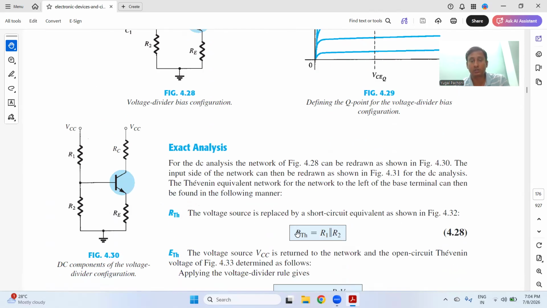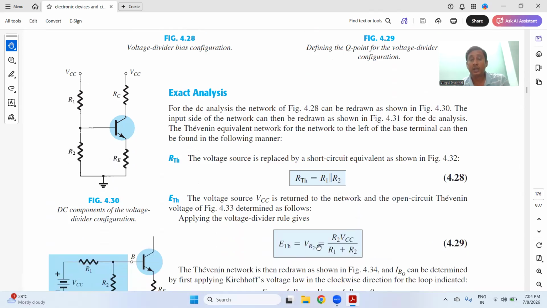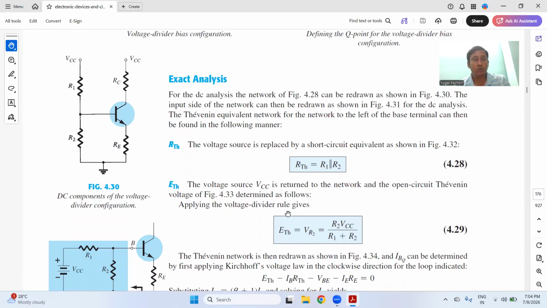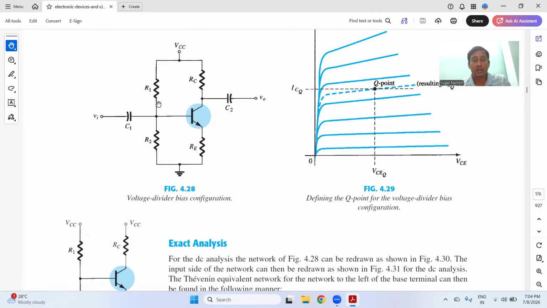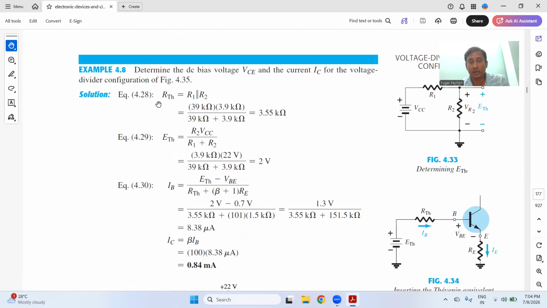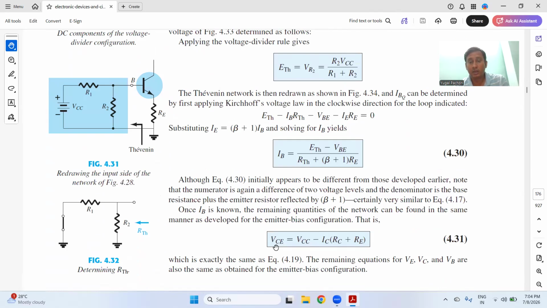That's why the total resistance, or the Thevenin resistance, is equal to R1 parallel R2, which is equal to R1 into R2 upon R1 plus R2. You can now do the analysis, moving from this side to this side, and second, from this side to this side. So in the first side, you will have VCC, this is the first location.